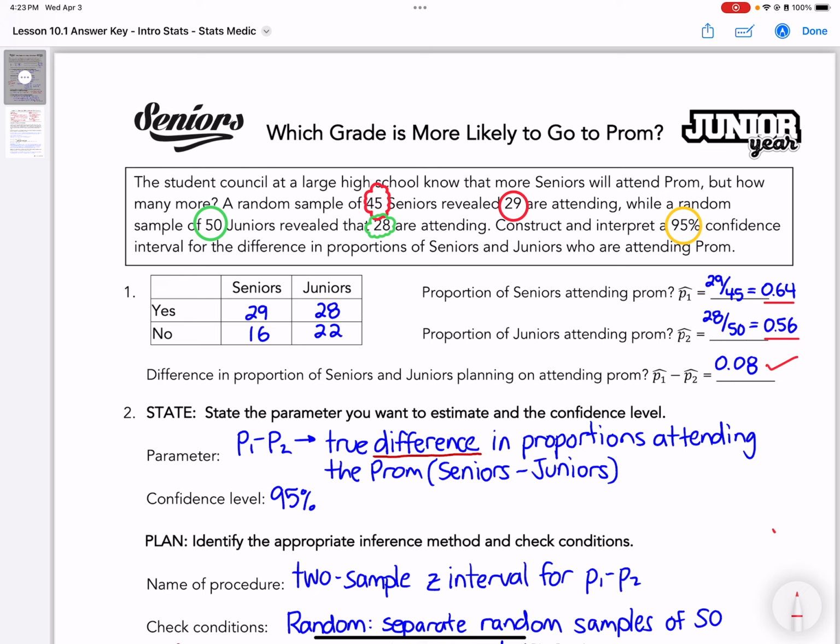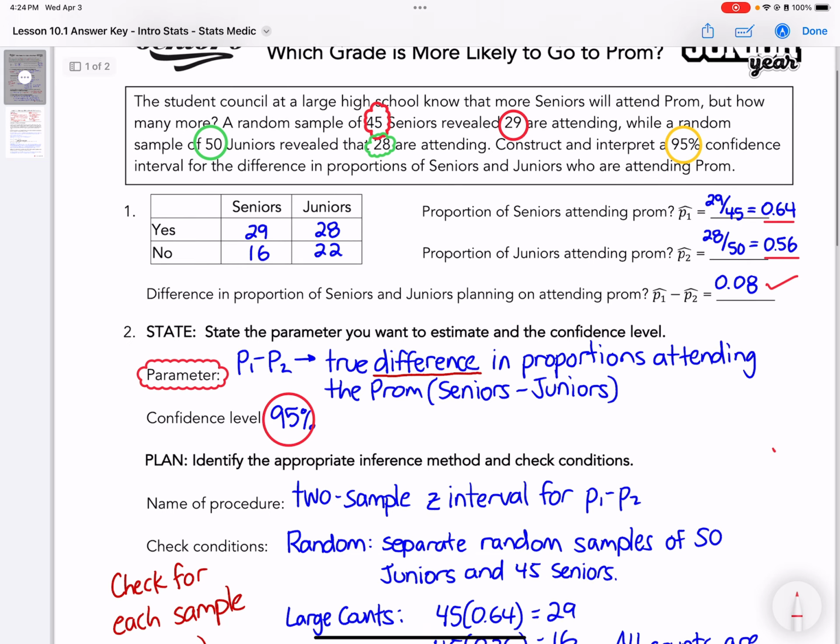Remember, whenever I ask you to state the parameter, that is going to be in words. Since I'm doing the difference, it's p1 minus p2, and that's the true difference in proportions attending the prom. We found 8% in our sample, but p1 minus p2 is actually the truth of the population, not just the sample. The confidence level is 95% because it says 95% in the startup of our problem.